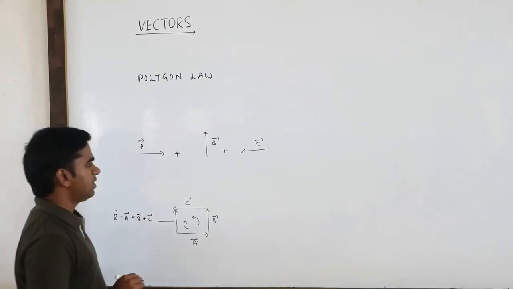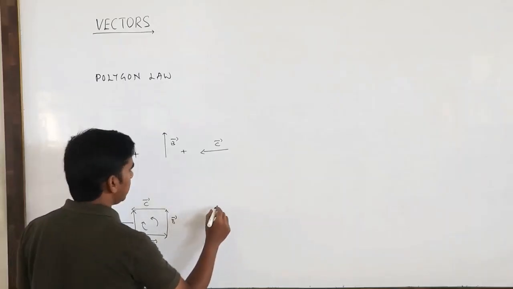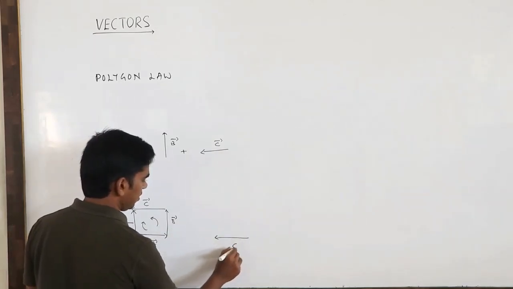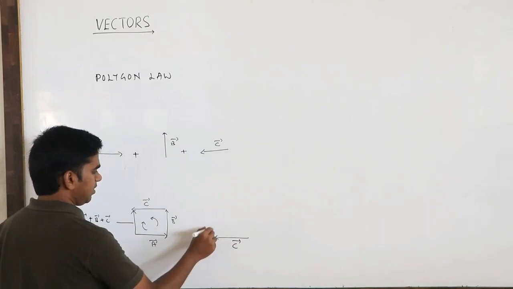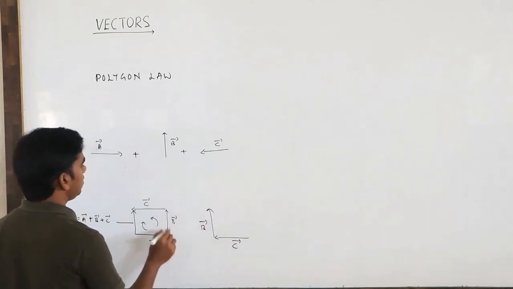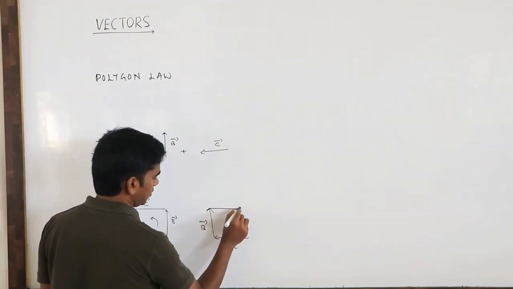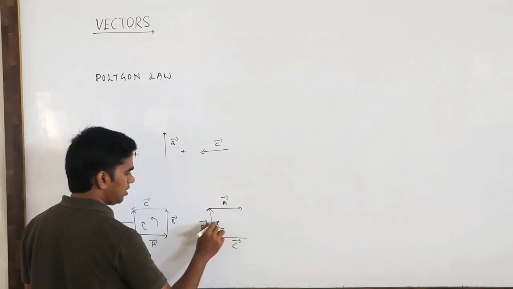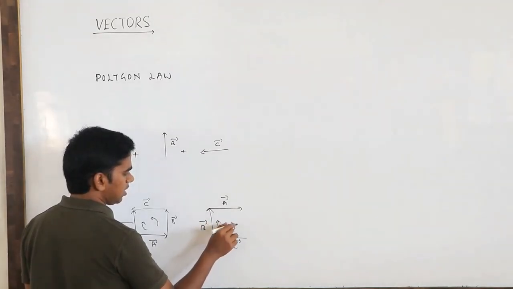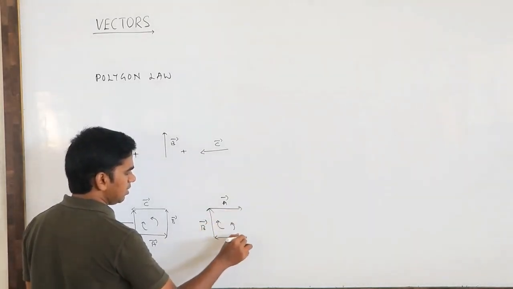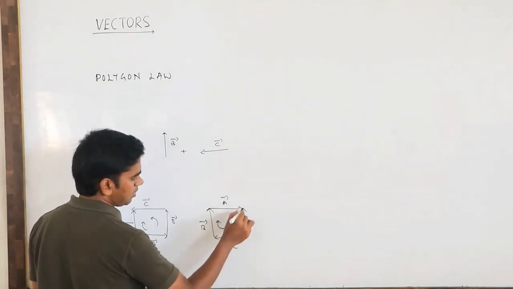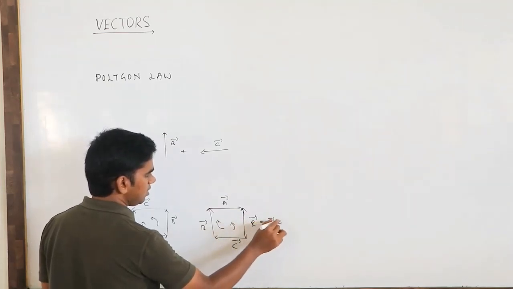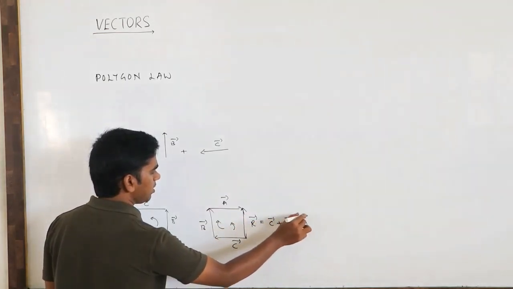What will happen if I change the order? If I take C first, this is vector C, then vector B over here, and then vector A here. Now again the resultant: all are in this direction, so the resultant should be in the opposite direction, from tail to head. This is your resultant. Resultant R equals vector C plus vector B plus vector A.